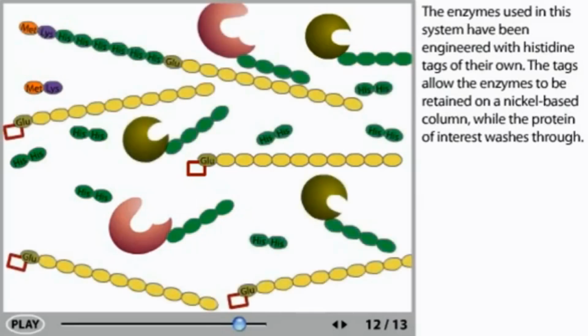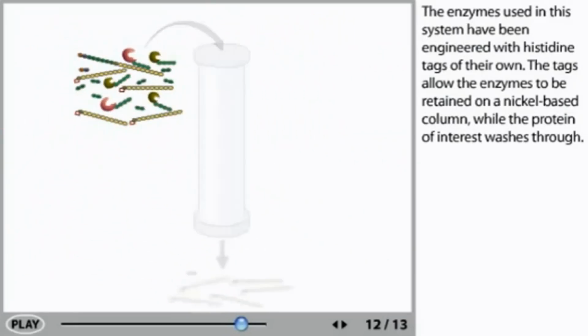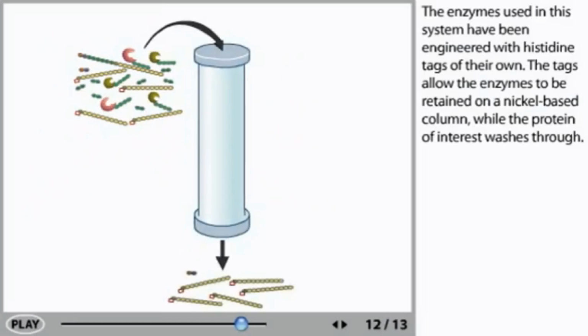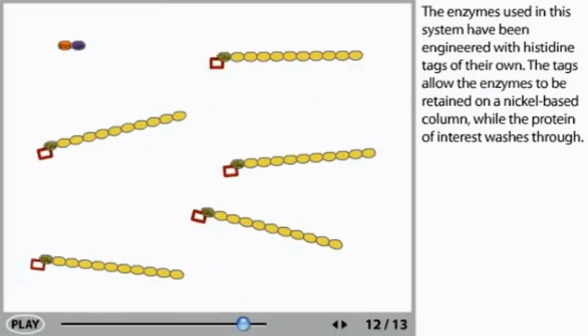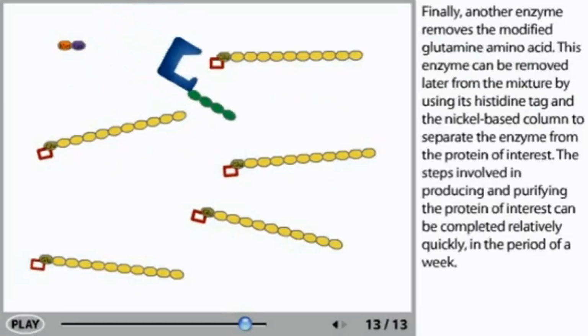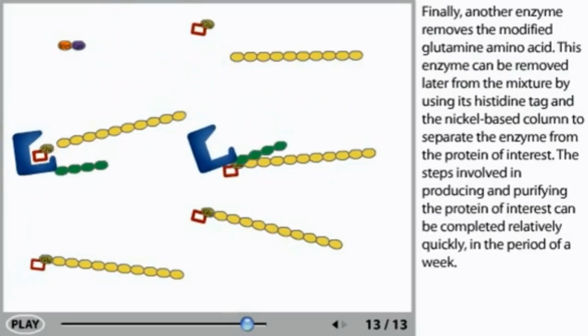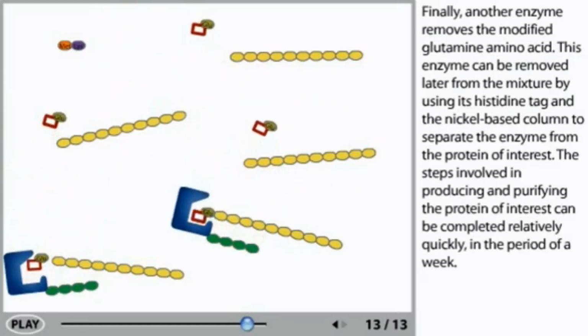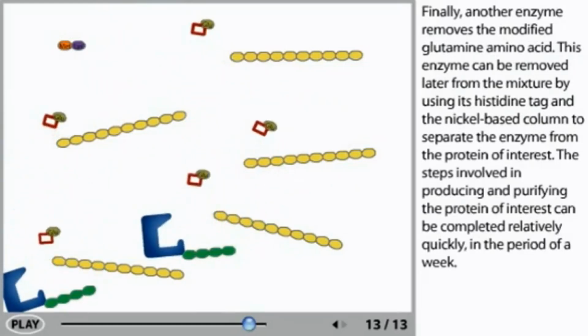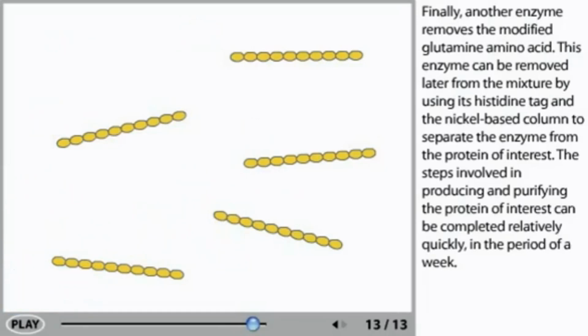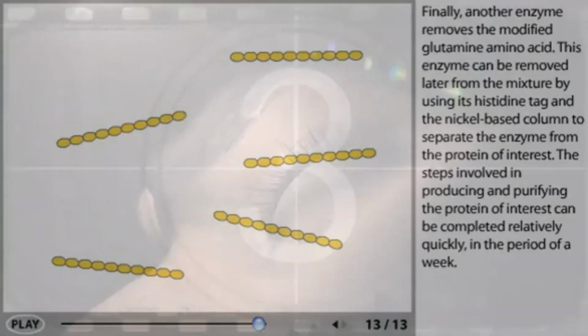The tags allow the enzymes to be retained on a nickel-based column, while the protein of interest washes through. Finally, another enzyme removes the modified glutamine amino acid. This enzyme can be removed later from the mixture by using its histidine tag and the nickel-based column to separate the enzyme from the protein of interest. The steps involved in producing and purifying the protein of interest can be completed relatively quickly in the period of a week.